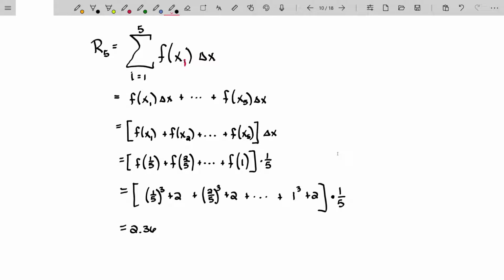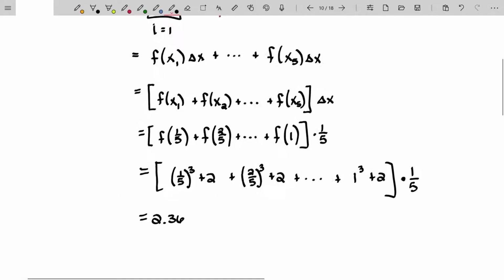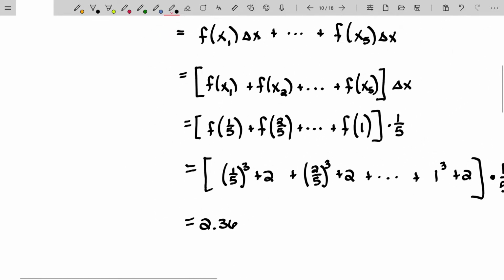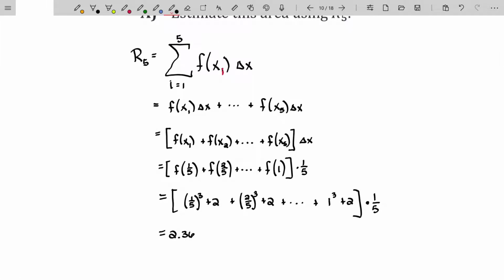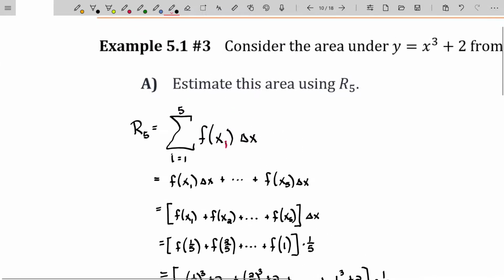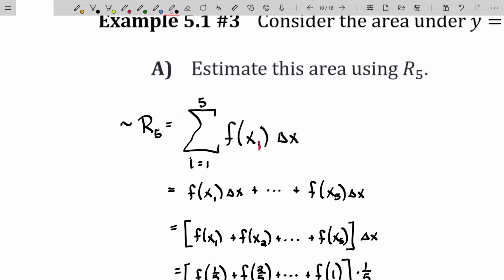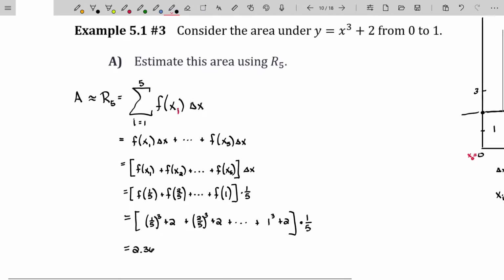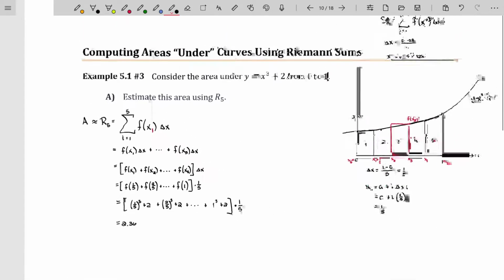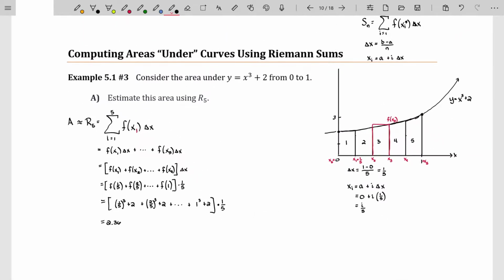Now back at my laptop screen here, I just want to showcase that I said this is strictly equal to 2.36, and it is true. That's what r sub 5 is actually equal to. The area underneath that curve, the signed area, is approximately that. It's not exactly that, but r sub 5 is definitely equal to 2.36. So there you go. That's using the Riemann sums to estimate the area underneath a curve.